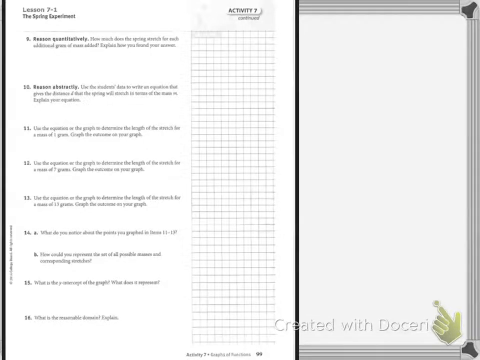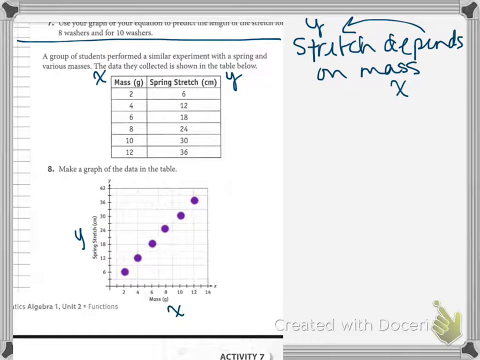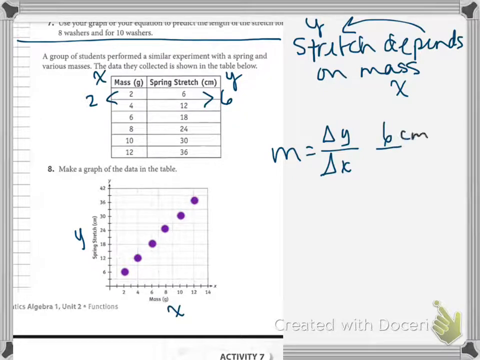How much does the spring stretch for each additional gram of mass added? Okay, so guys, remember that is going to be your slope. You should remember that from 7th grade. That change in y over change in x, right? We use the letter m for that. Change in y, change in x. So for every 6 centimeters it stretches after adding 2 grams, well, we know we can change that to 3 centimeters per 1 gram.